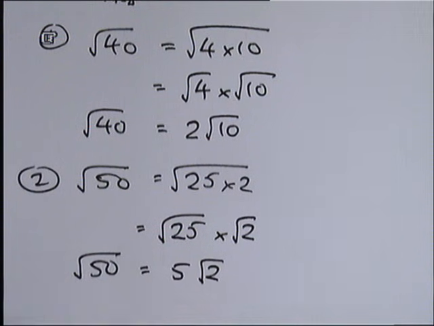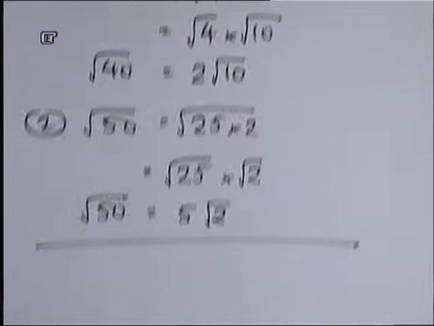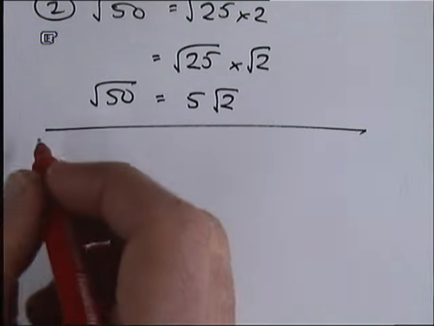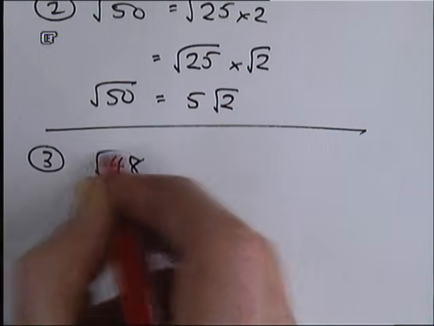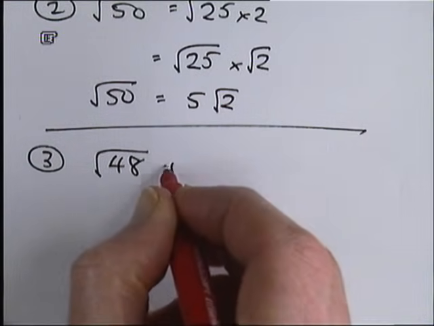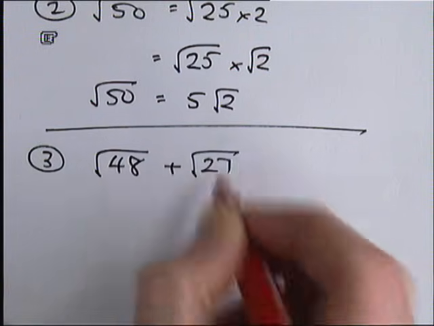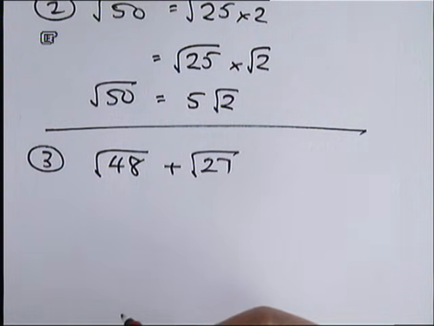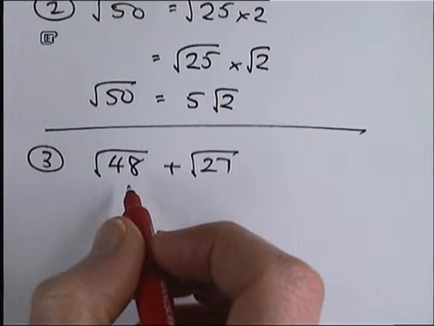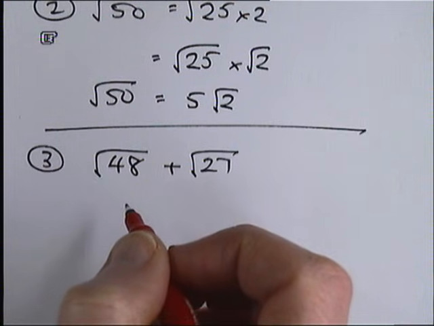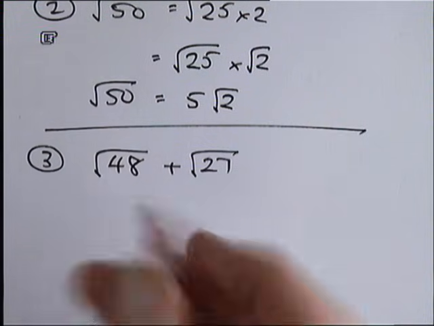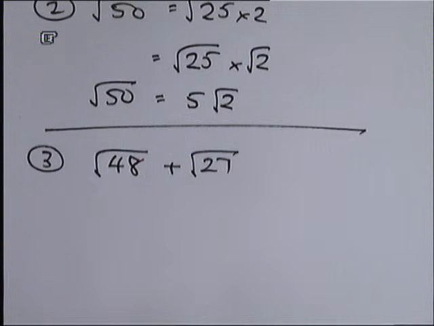As well as doing this to individual surds, sometimes you can have questions which involve more than one. The third one we're going to look at now is to simplify root 48 plus root 27. So you may have a sum here involving square roots, involving surds. 48. Well, you can get 48 from 6 times 8, from 2 times 24. We're really looking for one which has got a square number in it.